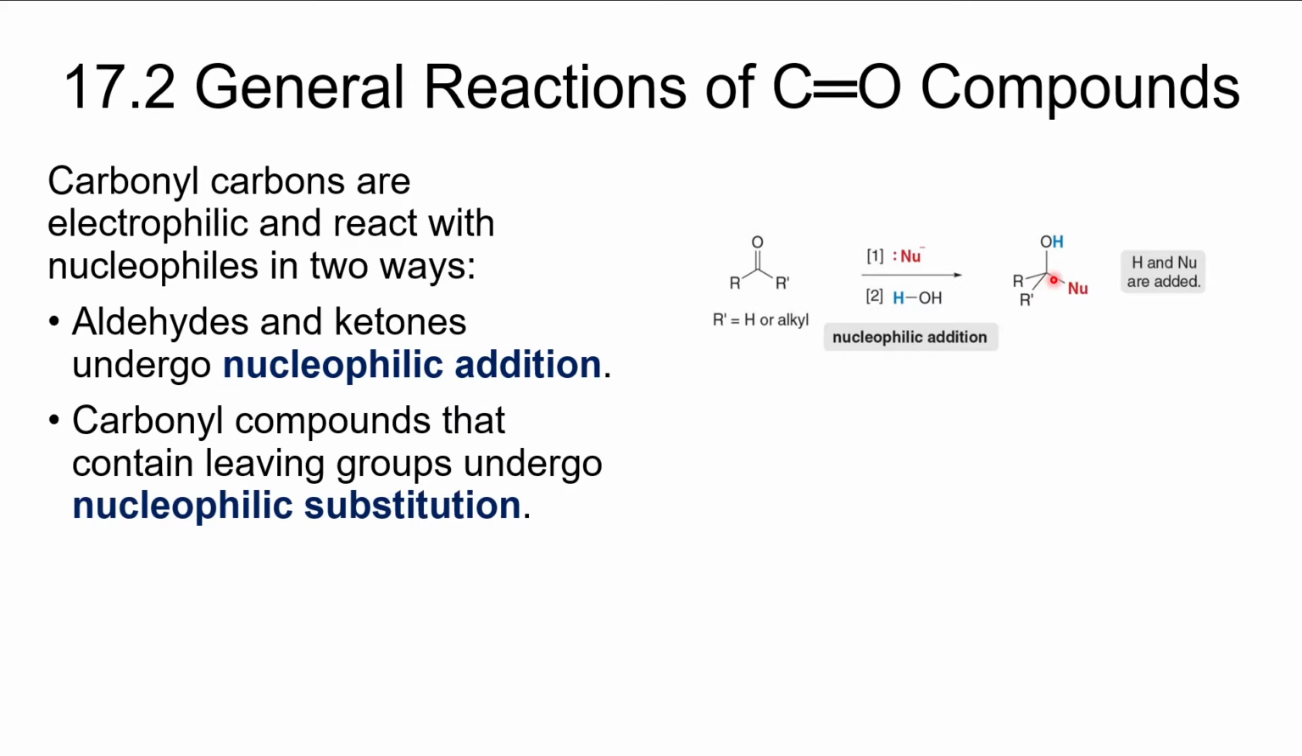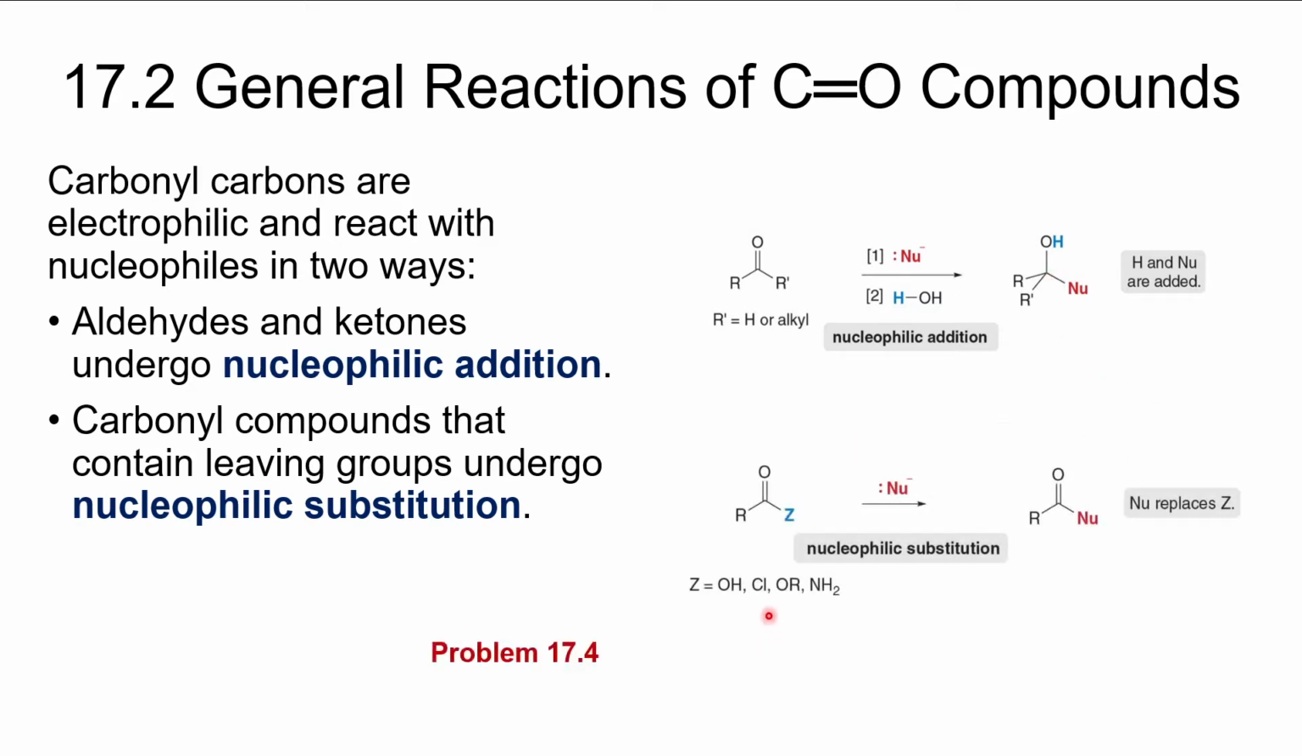When we have carbonyl compounds that contain leaving groups, usually some electronegative atom like oxygen or chlorine or nitrogen, then we have the possibility of doing nucleophilic substitution. So the big difference here is that with aldehydes and ketones, we get nucleophilic addition, and with carboxylic acids, acid chlorides, esters, and amides, we can possibly get nucleophilic substitution.